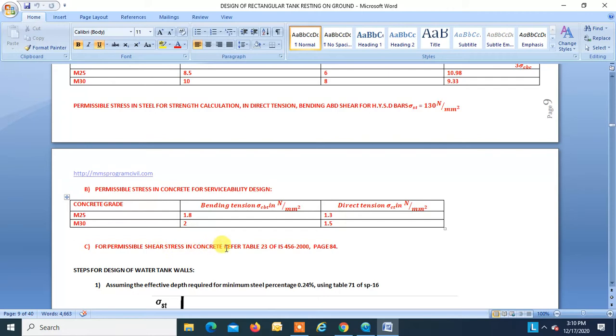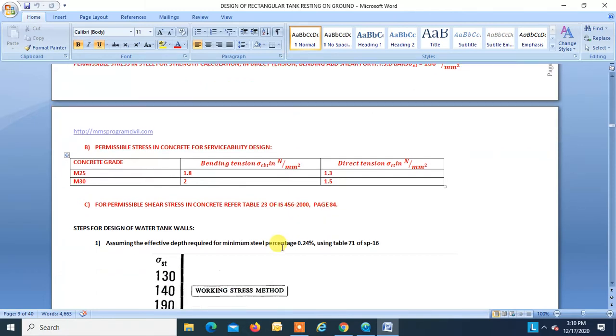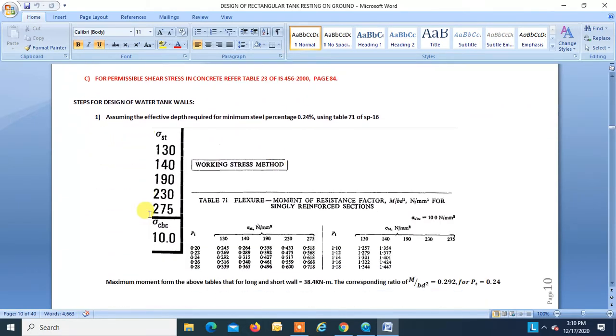Permissible shear stress in concrete, please refer Table 23 of IS 456:2000, page 84. So let us do the stepwise design of the water tank. First step, assuming the effective depth required for minimum percentage of steel 0.24 using Table 71 of SP 16.